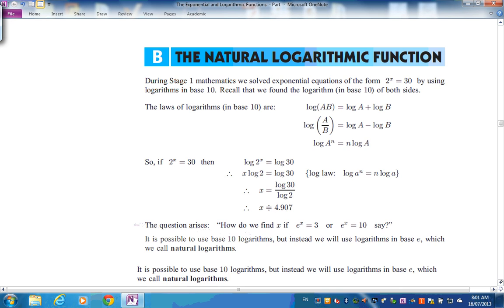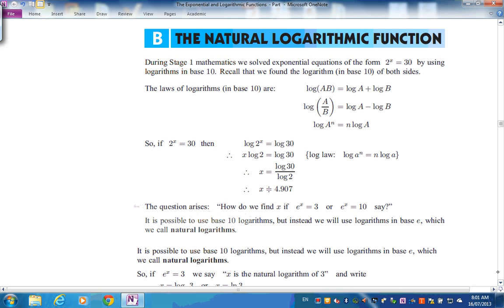The natural log function. Oh, what's that? Okay, well, natural logs. Let's leave the idea of natural logs for a minute and just say, what about logarithms? Okay, so do you remember logarithms?